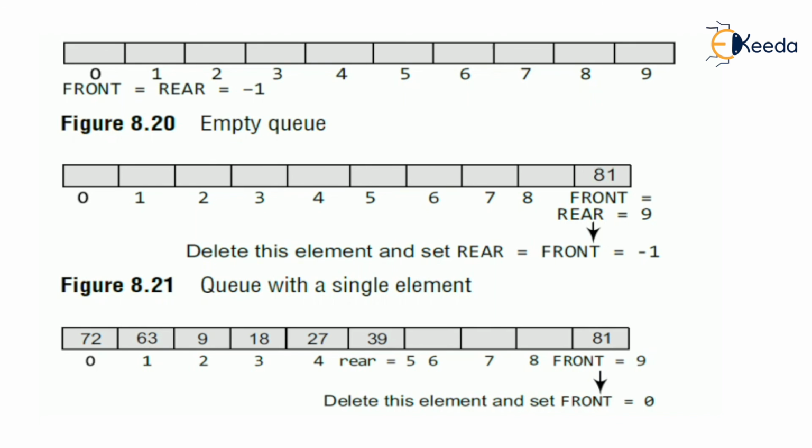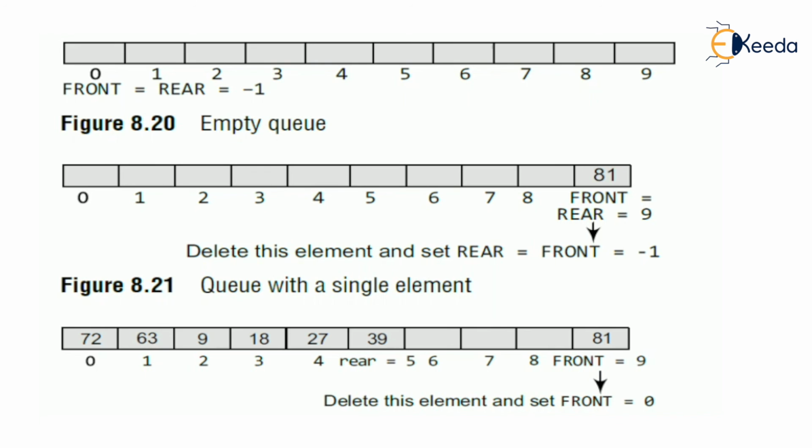So whenever we are studying the concept of circular queue, try to remember all the time how to use the vacant space. This is the important concept of circular queue. Now, the next is the queue with a single element. This is figure 8.21.